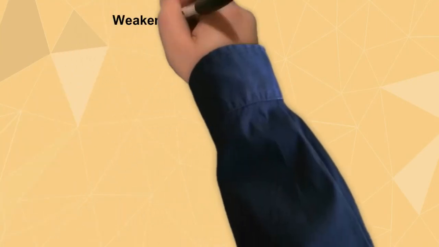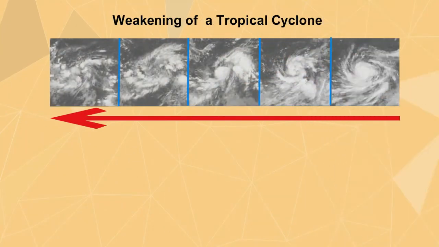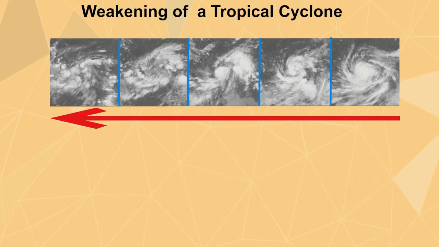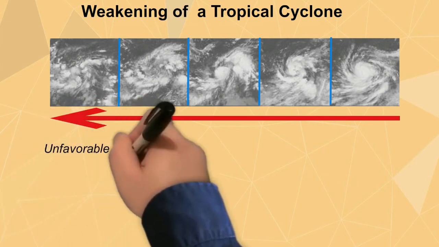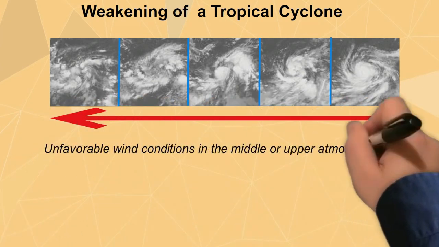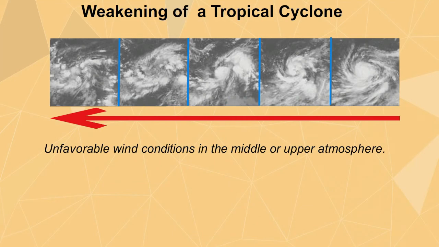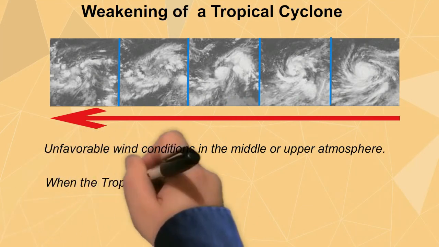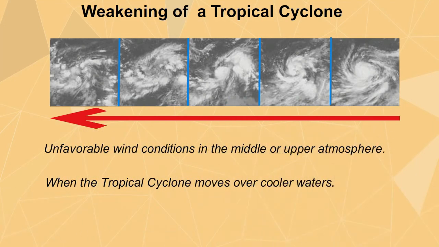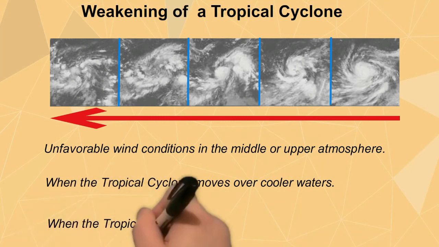Weakening of a tropical cyclone typically occurs when the tropical cyclone enters a hostile environment, often caused by unfavorable wind conditions in the middle or upper atmosphere, when the tropical cyclone moves over cooler waters, or even when the tropical cyclone interacts with land.